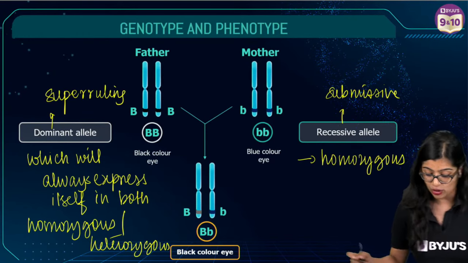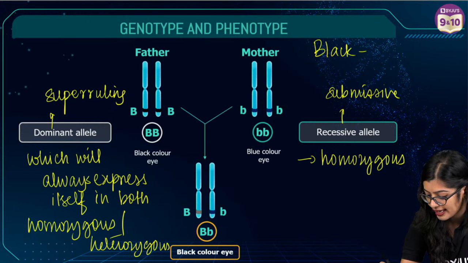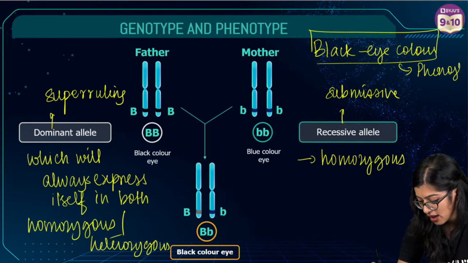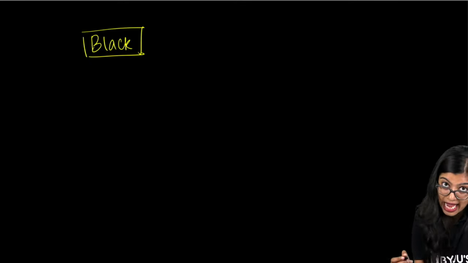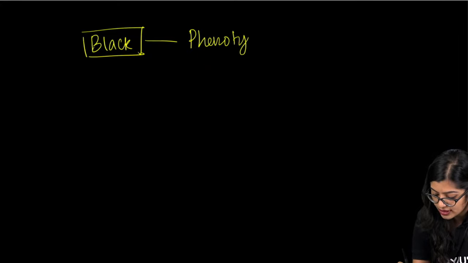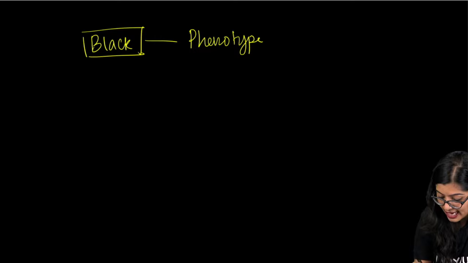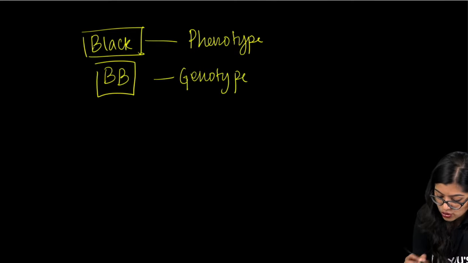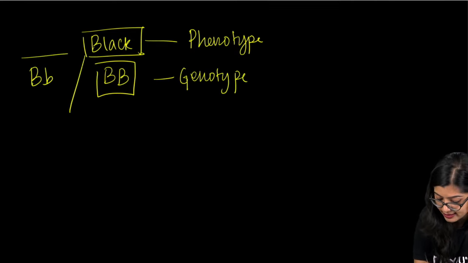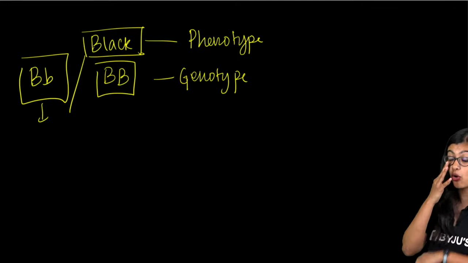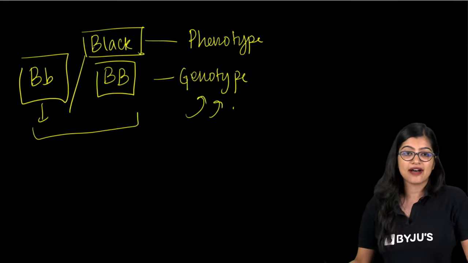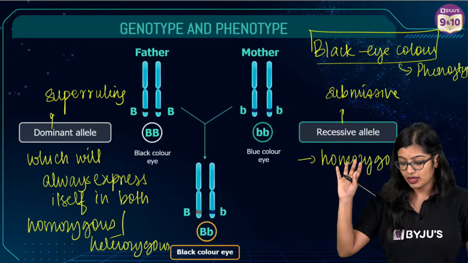Okay, example of genotype. See, black eye color. The fact that it's black eye color is your phenotype. Let me just write this down. The fact that the eye color is black is what is phenotype. But at the same time, when we say this is how the genes are present, this is the genotype, right? So we know that black could be this and this, or it could be this and this. So what kind of genes are they having? Is it with a homozygous allele? Is it with a heterozygous allele? This is what we understand as genotype. So are we clear? Are we good to go?